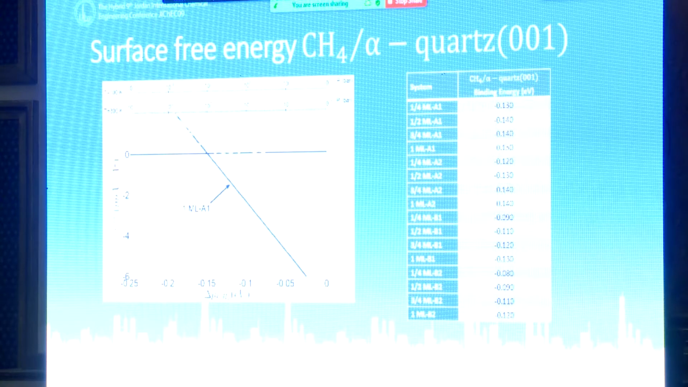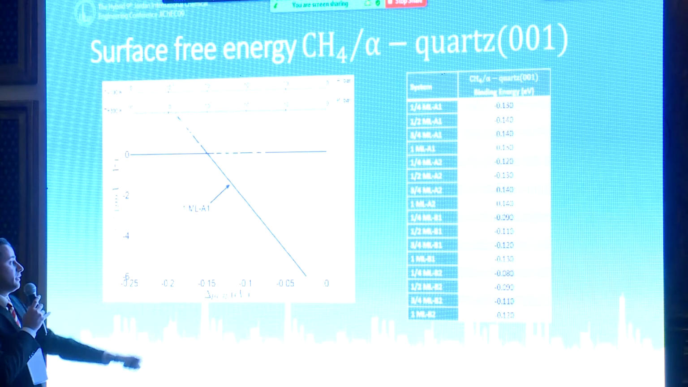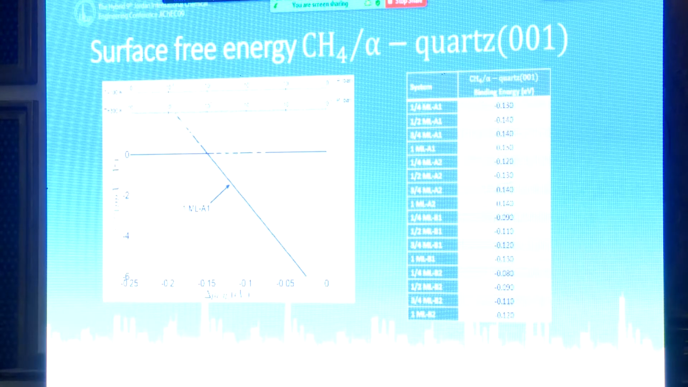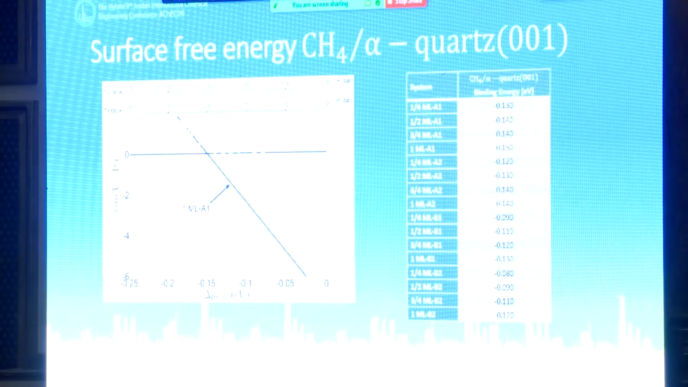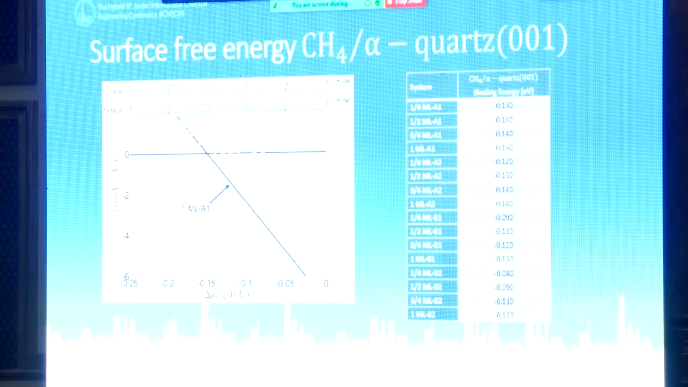But once we exceed this value, the system produces a more stable structure than the clean surface, and this structure is the one monolayer A1 configuration. So we can see that beyond the value -0.15 electron volt, we can produce a stable structure where CH4 is adsorbed on the surface, for the whole range of chemical potential.